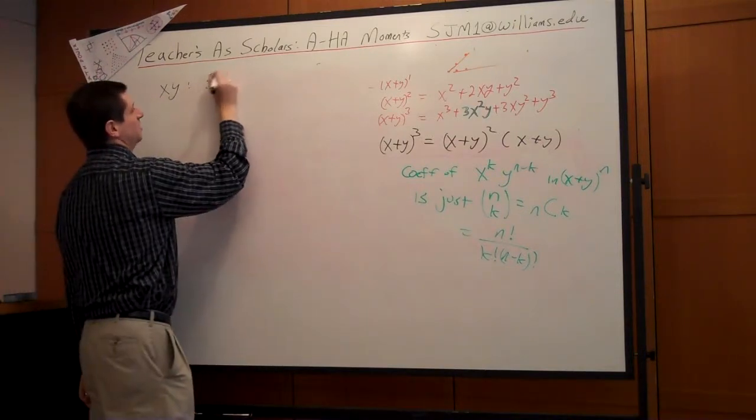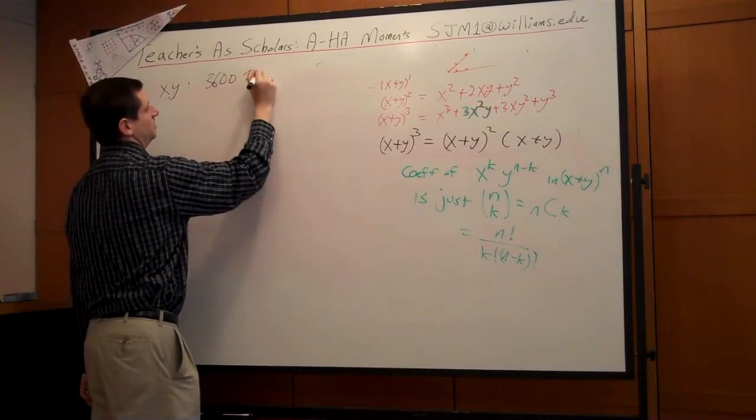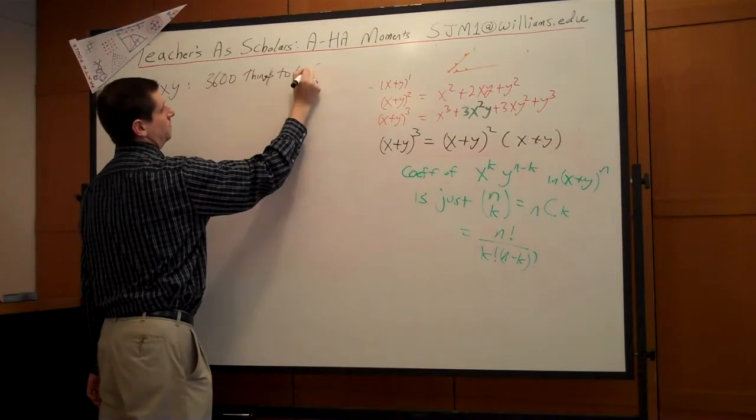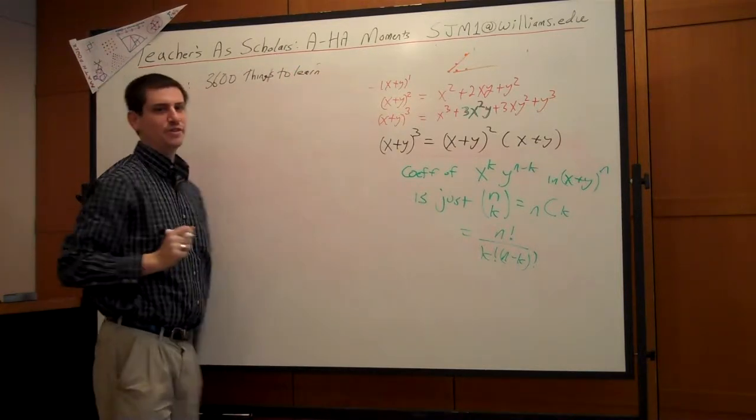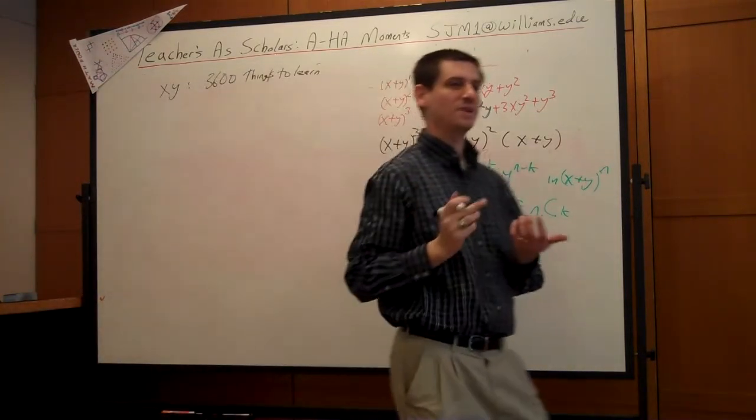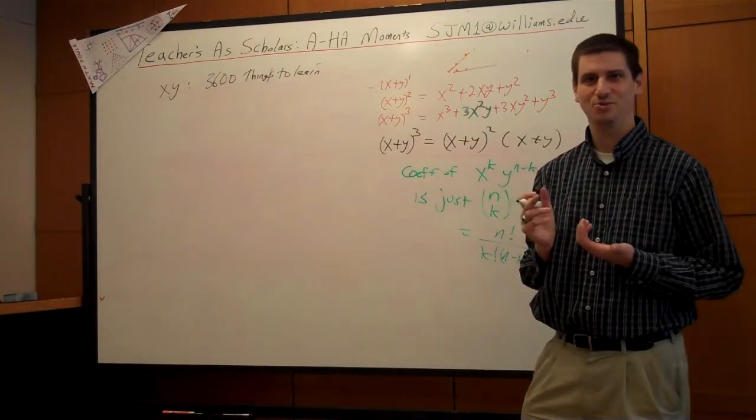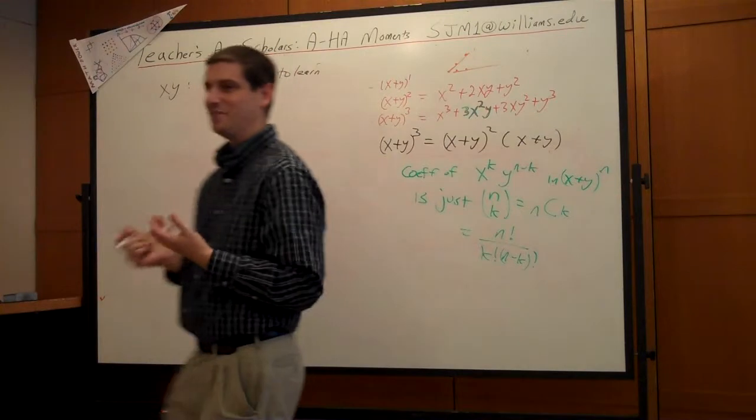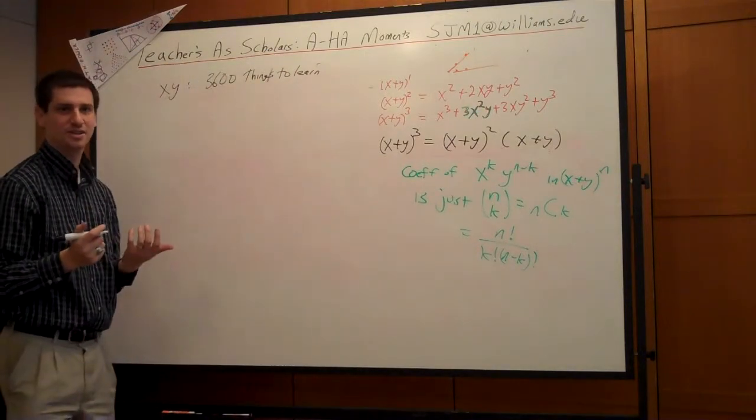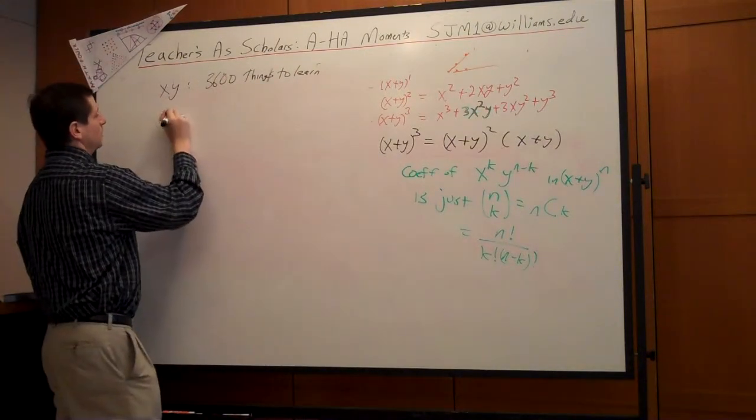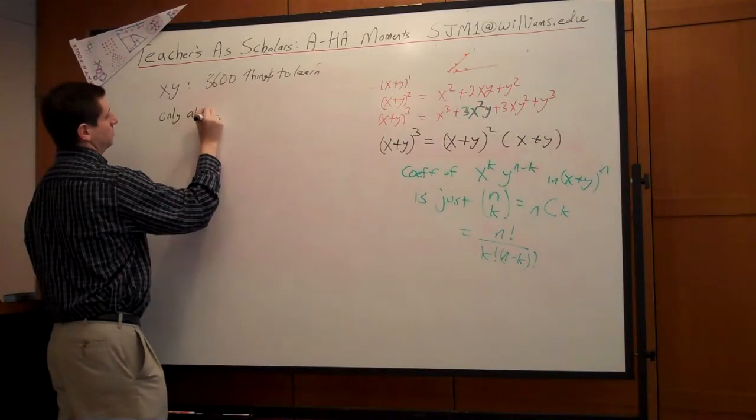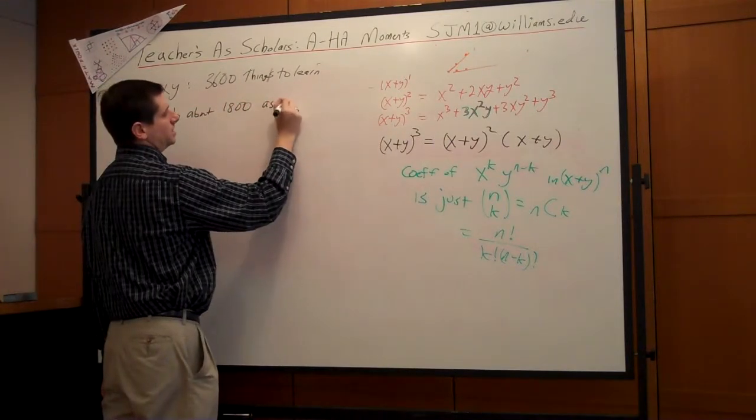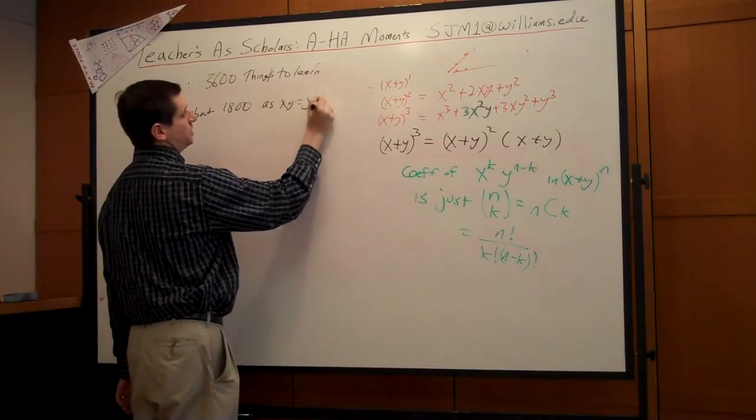3,600 things to learn. Fortunately, you have a great insight, and you realize it's not as bad as 3,600. What do you know about multiplication? Yeah, multiplication is commutative. So x times y is the same as y times x. So really, only about 1,800, as x times y equals y times x.